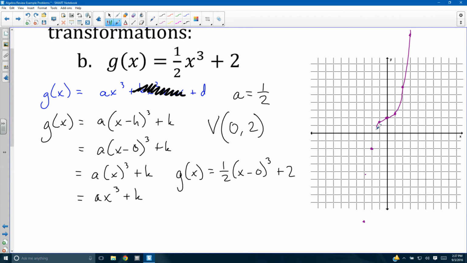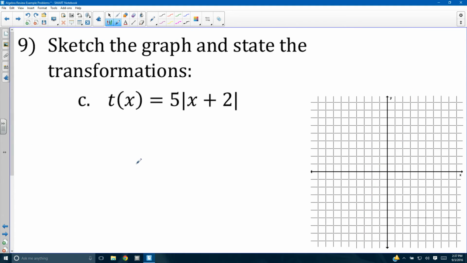Oh, man. It still doesn't look that great. That marking is nothing. Skip that one and go right on to that one there. And it keeps going. There you go. Tableless. Okay, one more. T of x equals 5 times the absolute value of x plus 2.